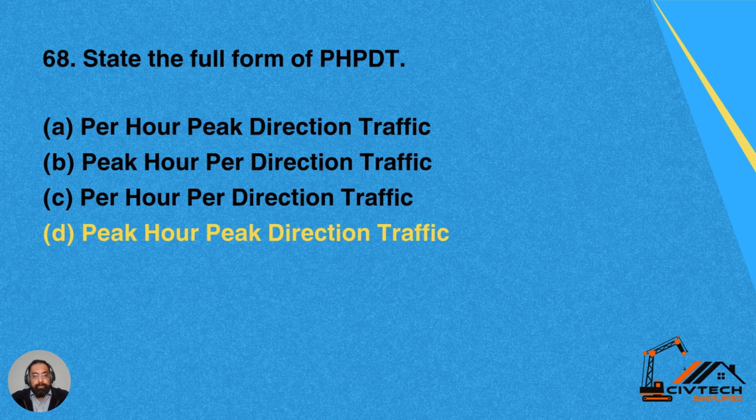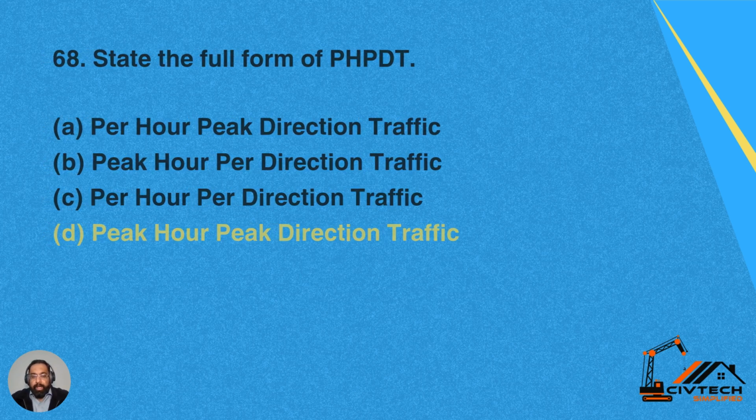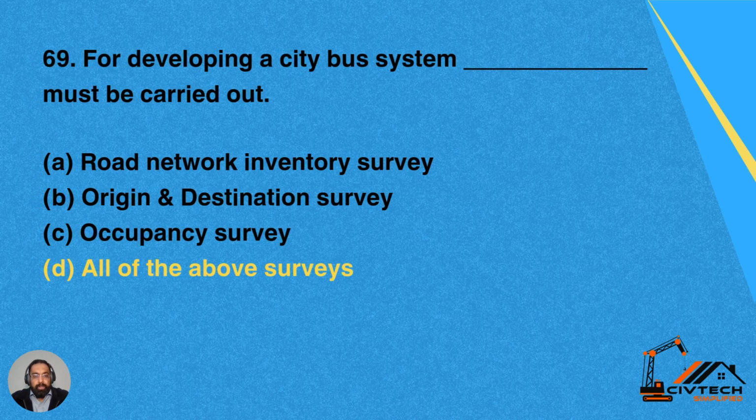68. State the full form of PHPDT. PHPDT. Option A, per hour peak direction traffic. Option B, peak hour per direction traffic. Option C, per hour per direction traffic. And option D, peak hour peak direction traffic. So yes, D is the correct answer. PHPDT stands for peak hour peak direction traffic.